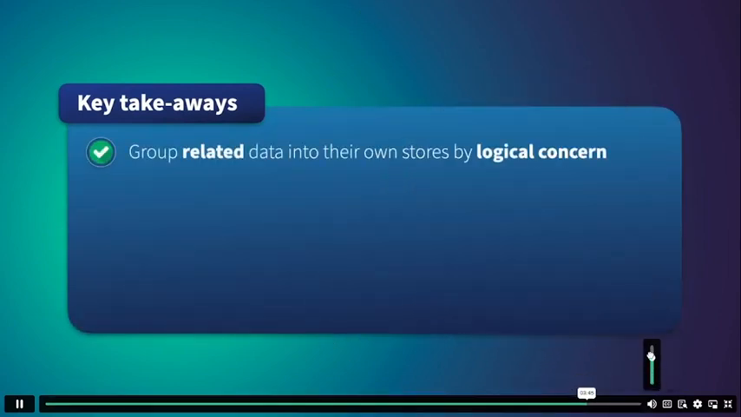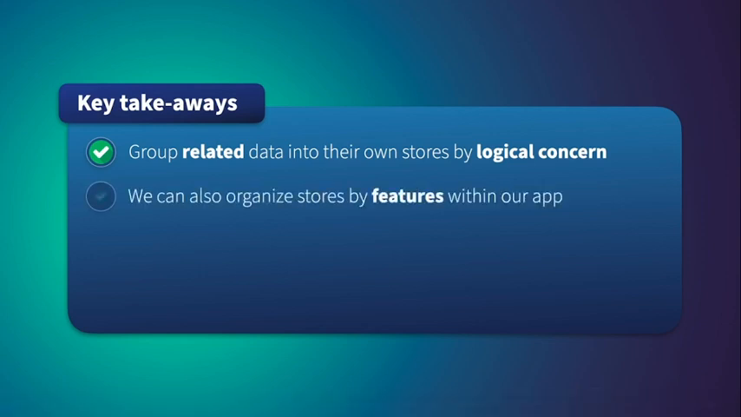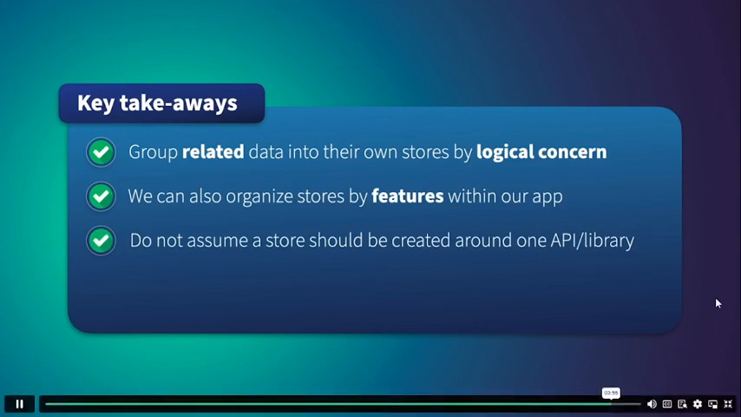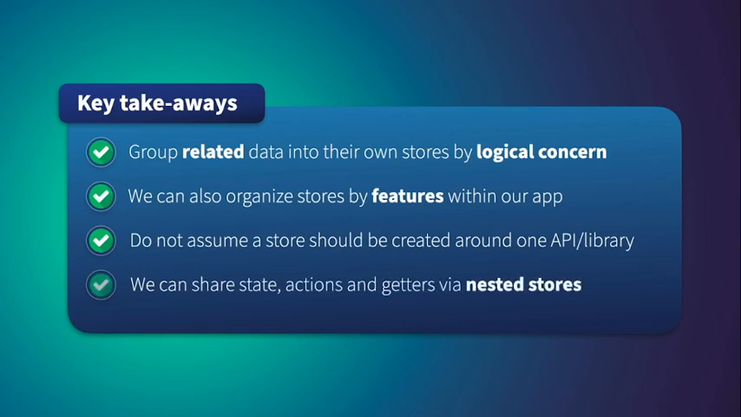The key takeaways are: group related data into their own stores by logical concern. We can also organize stores by features within our app. Do not assume a store should be created around one API or library. We can share state, actions, and getters via nested stores. In the next lesson, we'll learn about accessing our Pinia state.